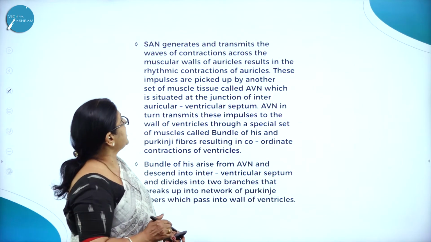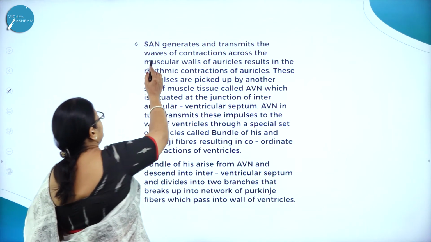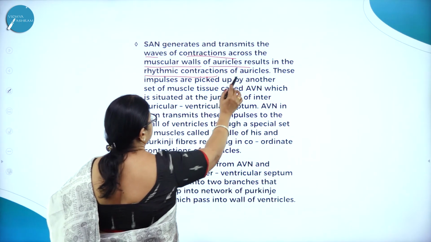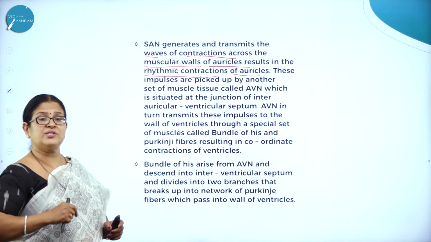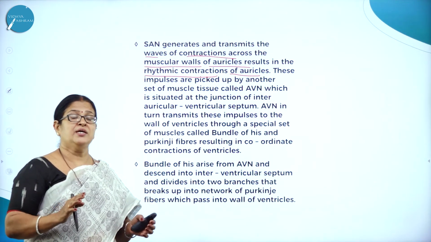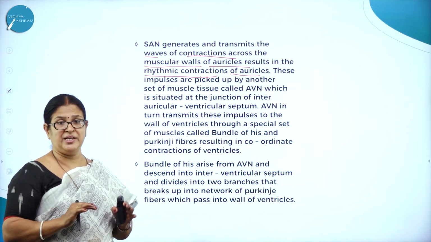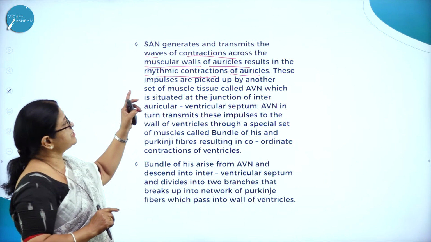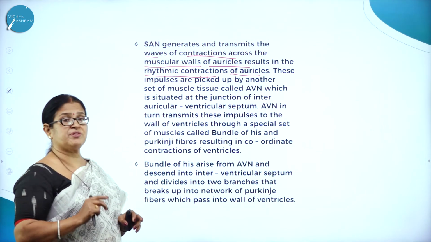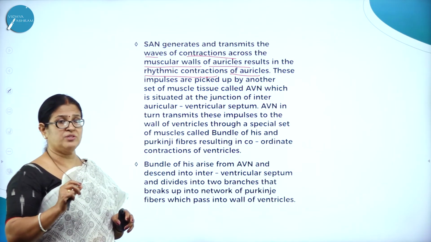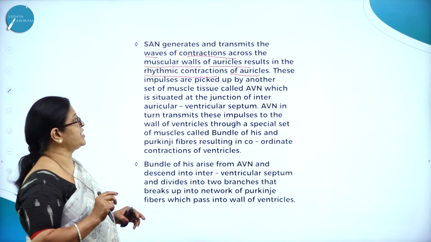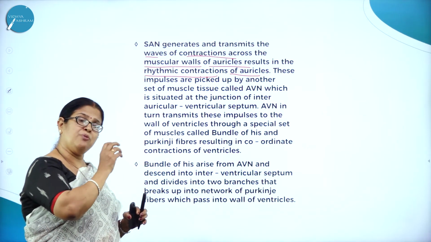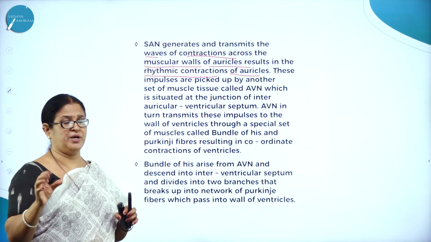Then SAN generates and transmits the waves of contractions across the muscular walls of auricles, resulting in the rhythmic contraction of auricles. As I said, how is SAN called the pacemaker? How is it making the heart beat rhythmically? Rhythmic contraction and relaxation, as we use the words lub and dub sound. So when the auricles contract, the right auricle is filled with impure blood and the left auricle is filled with pure blood.